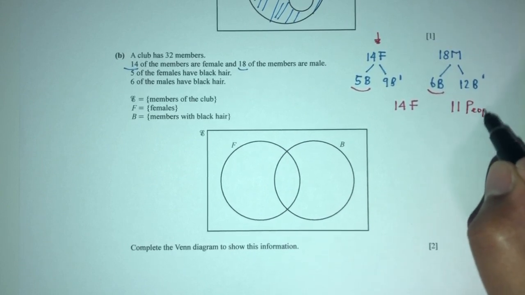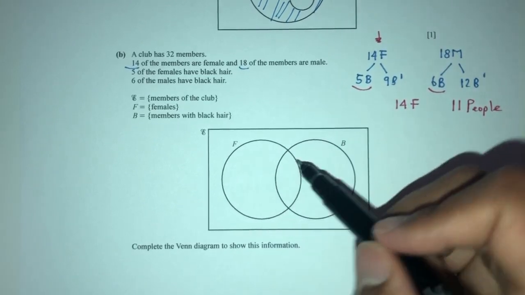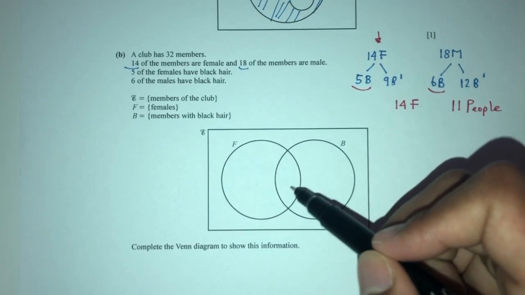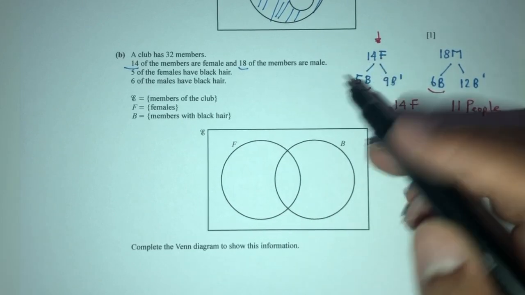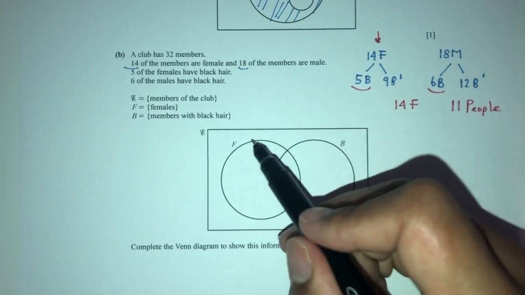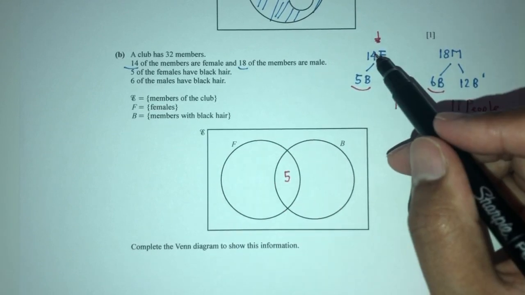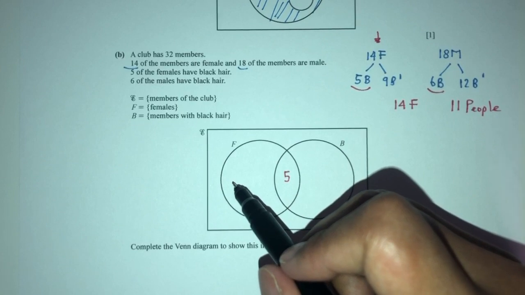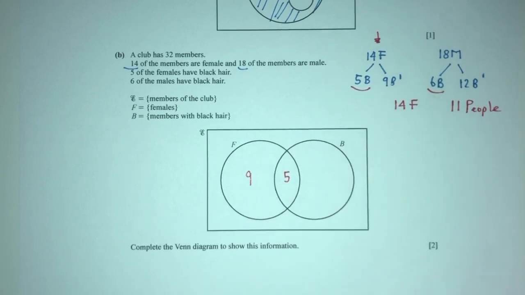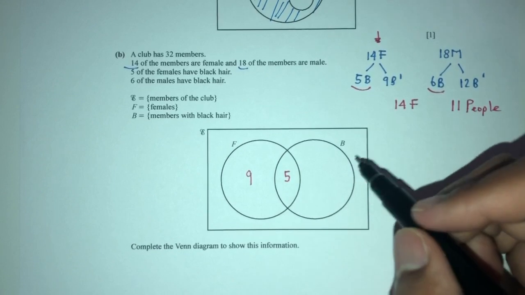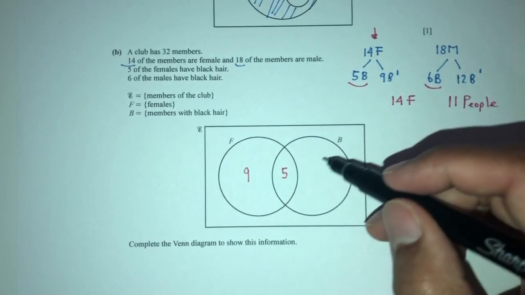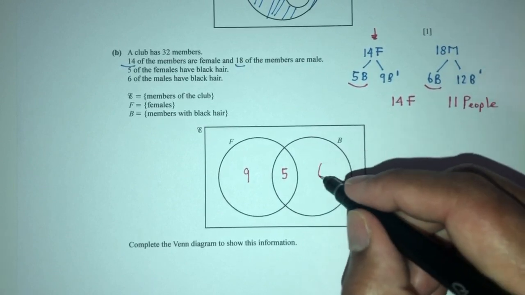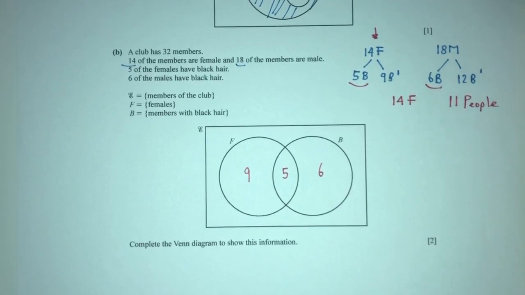Right? Now, how do you read this? It is the number of people who are female and have black hair. Who is a female and has black hair will be 5, so 5 will be here. Now we know female is 14, so female without black hair will be just 9. Right? Now we know that the number of black hair people is 11, which means only male is 6. Here you go. If that makes sense. We're just breaking this down for it to make sense.